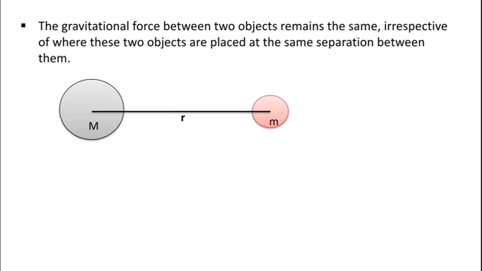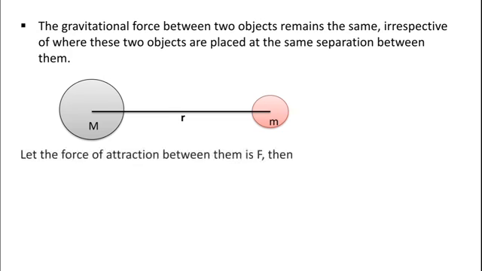And this gravitational force is directly proportional to the product of their masses and inversely proportional to the square of the distance between them. Suppose in this case, the force of attraction acting between these two objects is capital F. Then, according to the universal law of gravitation, we can calculate the value of F as capital G into the product of masses, that is capital M and small m, divided by the square of the distance between them, that is r. So we have the formula for the force: capital G capital M into small m divided by r square.